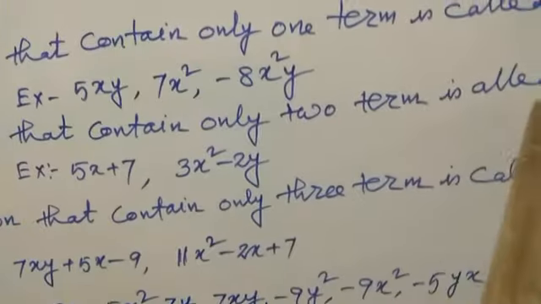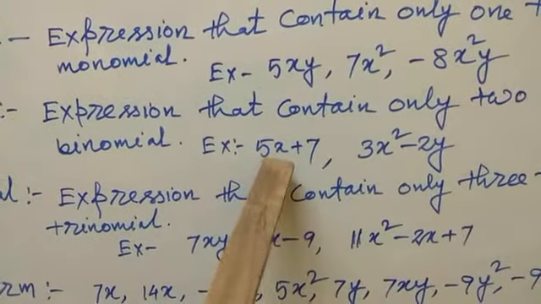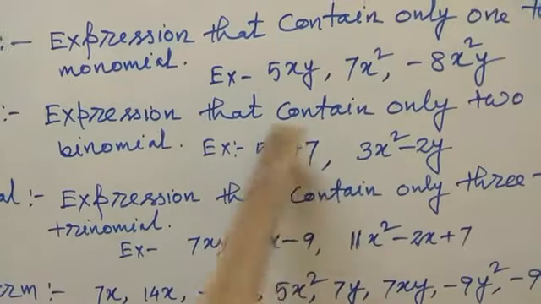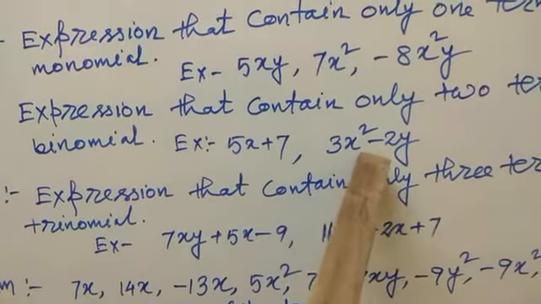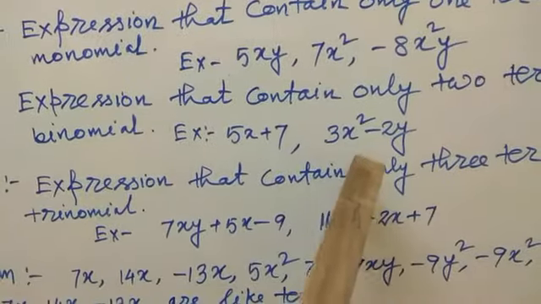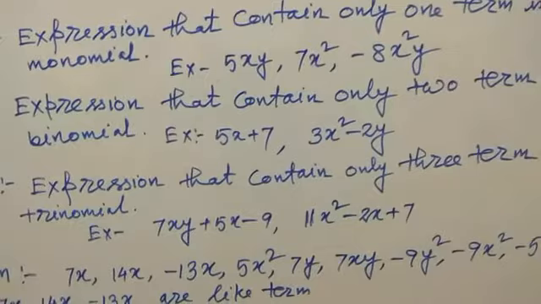Binomial. An expression that contains only two terms is called a binomial. Example, 5x plus 7, two terms: 5x is one term and 7 is another term, so it is a binomial. Another example, 3x square minus 2y, two terms, 3x square and minus 2y, so it is also a binomial.